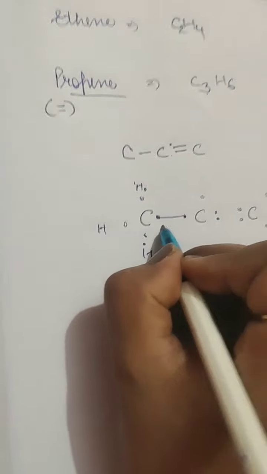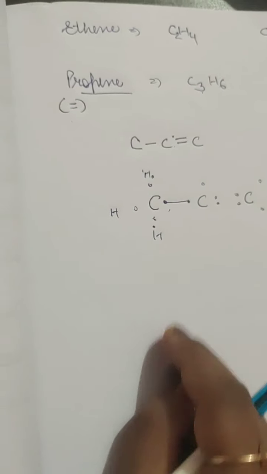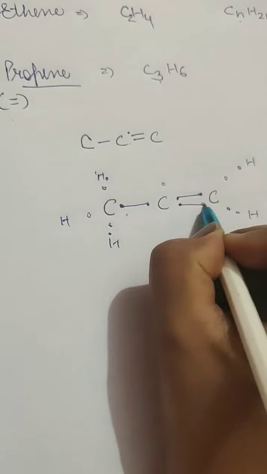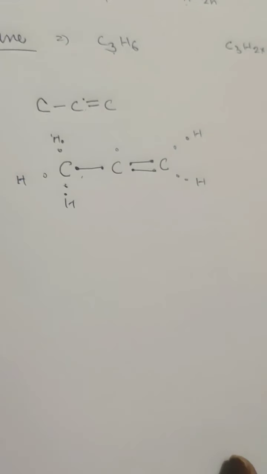Now this is a single bond, but that does not mean it is an ethane, because it has a double bond here also. A double bond does not mean that all the carbons will be sharing double bonds. It sometimes happens that 2 or more carbons will be sharing double bonds.